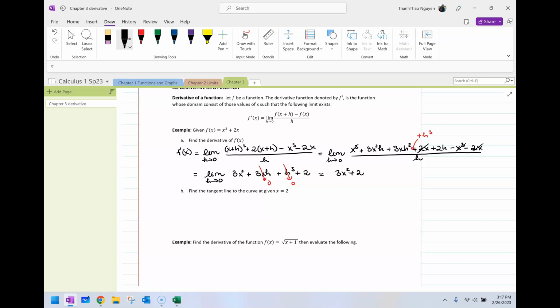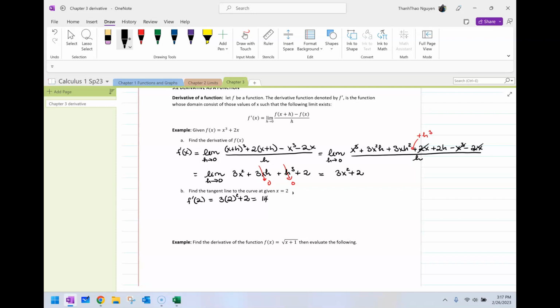We want to find the tangent line to the curve at the given x equals 2. We can then calculate f prime of 2 to find the slope of the tangent line at x equals 2. f prime of 2 is equal to 3 times 2 squared plus 2. That makes 14. The slope of the tangent line here is 14, and we're given x equals 2.